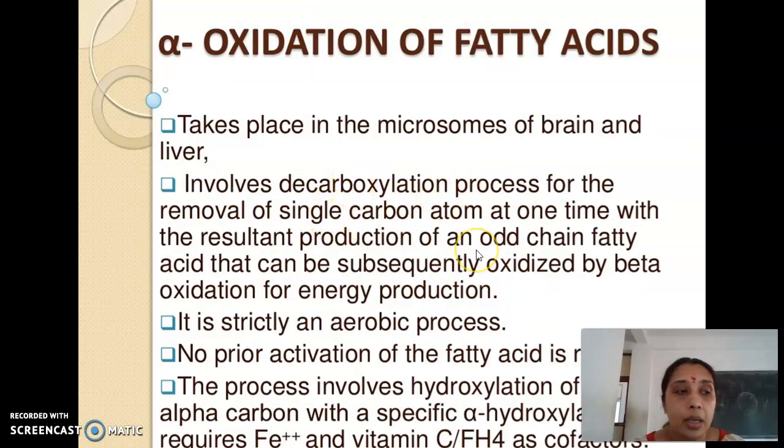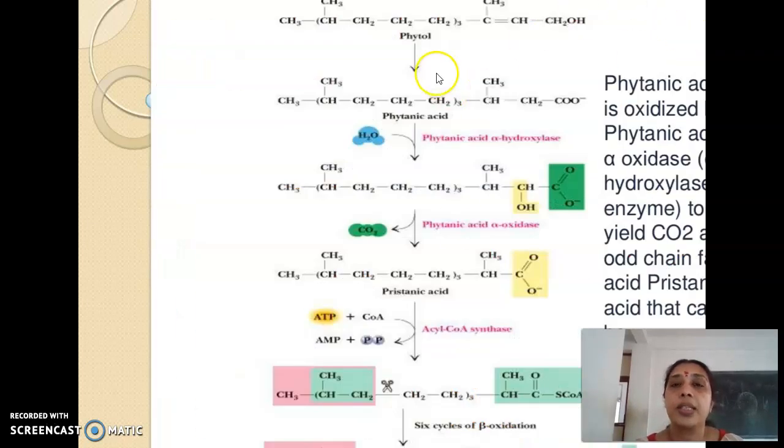And what is happening? It is the pathway in which the oxidation of the fatty acid with a methyl group attached onto the beta carbon atom takes place. If the beta carbon atom has methyl group side chains attached, for example, the alcohol is phytol and the corresponding fatty acid is phytanic acid. So phytanic acid is an example. It is rich in vegetarian sources, vegetables.